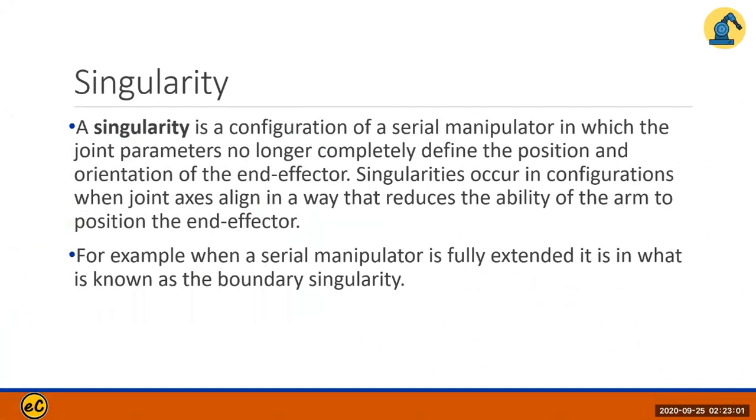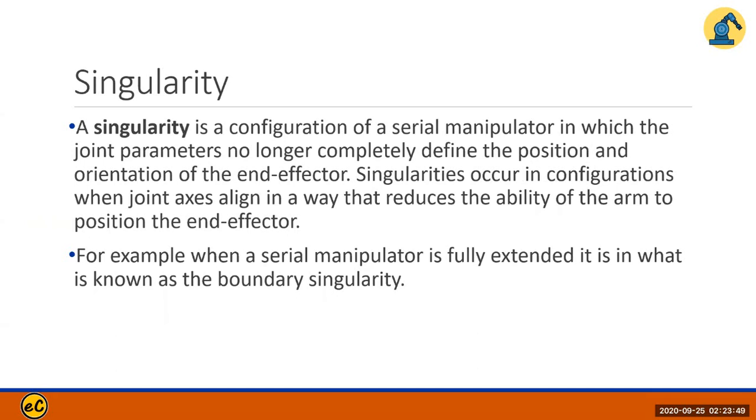Singularity. A singularity is a configuration of a serial manipulator in which the joint parameters no longer completely define the position and orientation of the end effector. So singularity means that you find a certain point where the position and orientation of the end effector can no longer be completely defined. So you may not be able to meet the requirement. Singularity occurs in configurations when joint axes align in a way that reduces the ability of the arm to position the end effector. So you may end up not being able to perform some action because your planning is wrong.